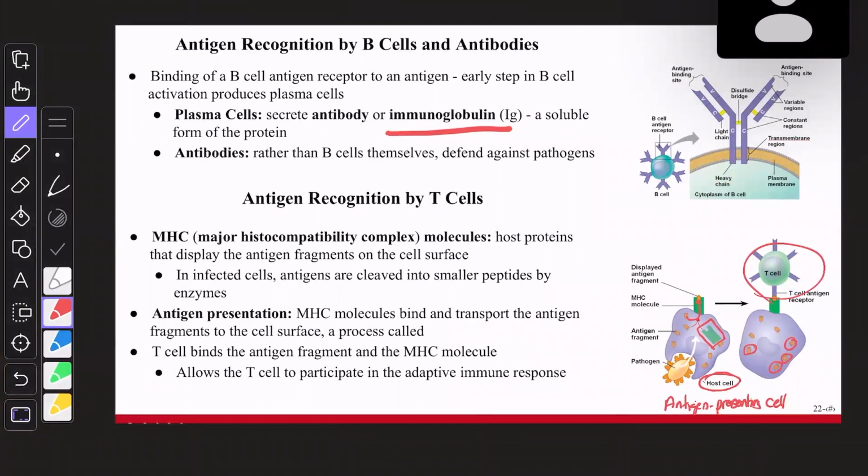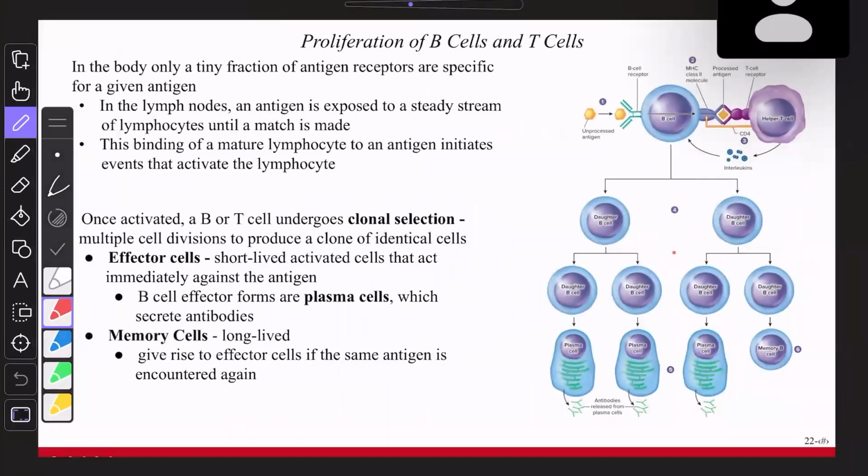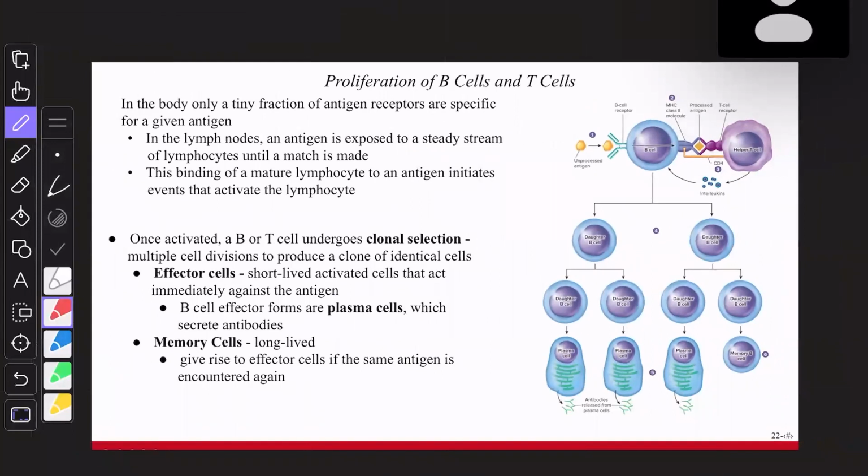Okay, so the T cell will bind to the antigen fragment, and then the T cell will actively participate in destroying the cell. Okay, so does everybody understand the difference here? Because we're going to dive a little deeper. Okay, now this is true of both B cells and T cells, although it's a little different in how they work. Both B cells and T cells undergo something called proliferation.